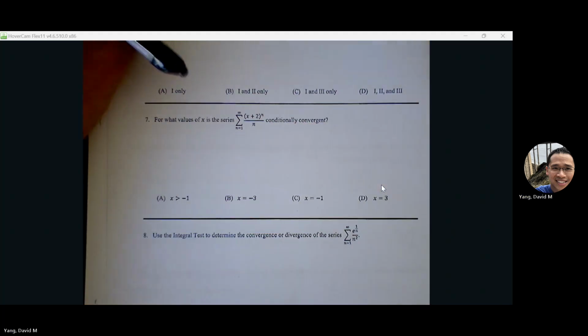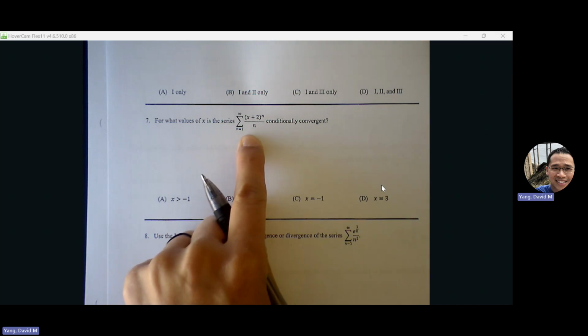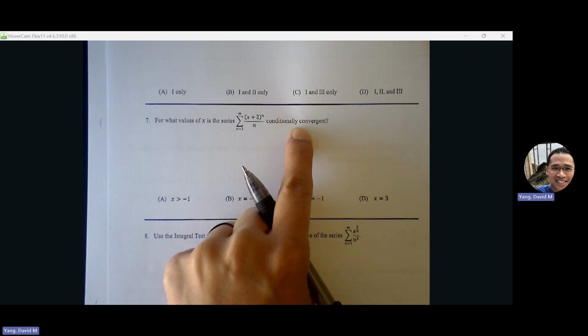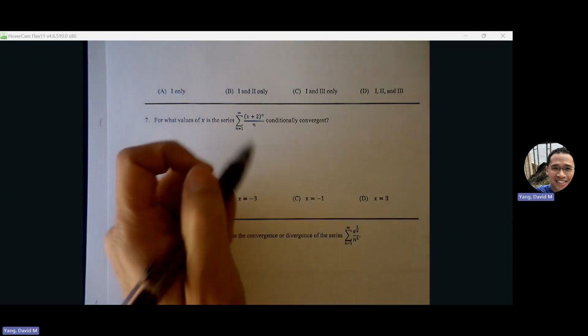All right, number 7. Let me go through it step by step, and then we can maybe do two types or two variations of these problems over the course of the quiz review, before I let you guys continue working. So number 7 says, for what value of x is the series conditionally convergent? So there's going to be a range of values that we're going to look for.